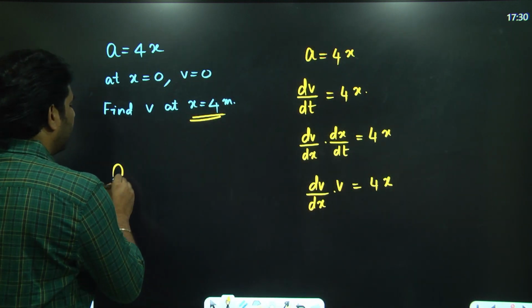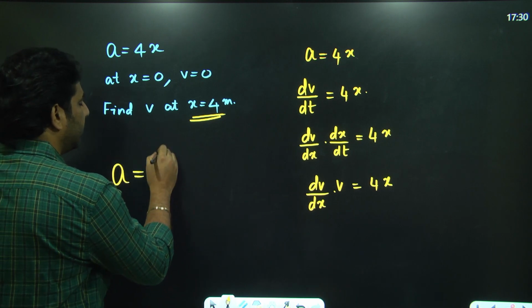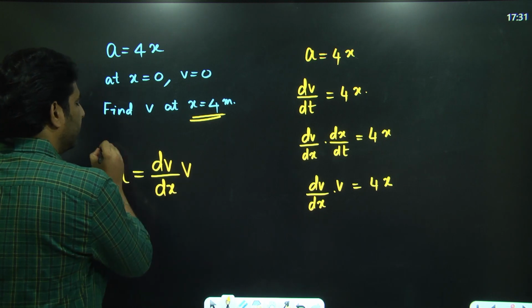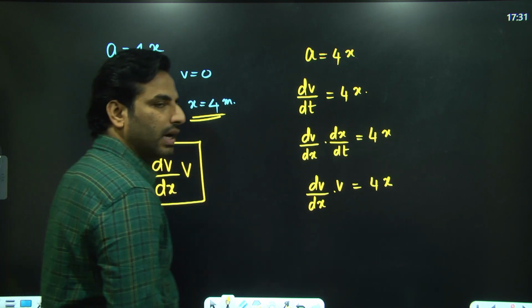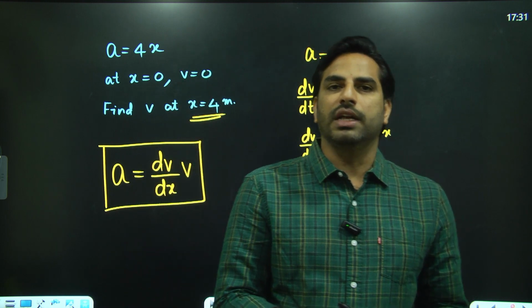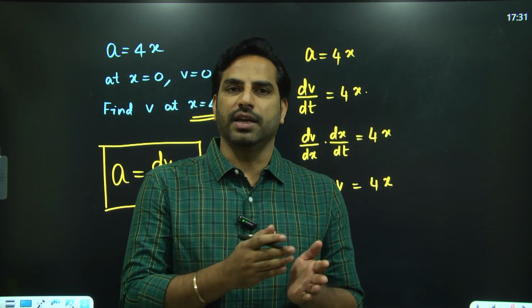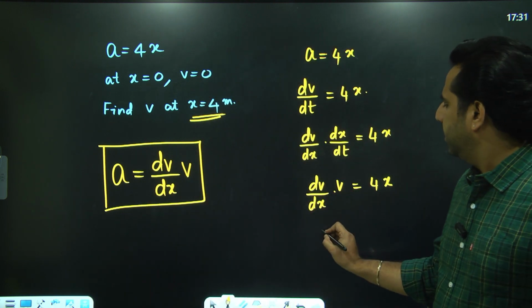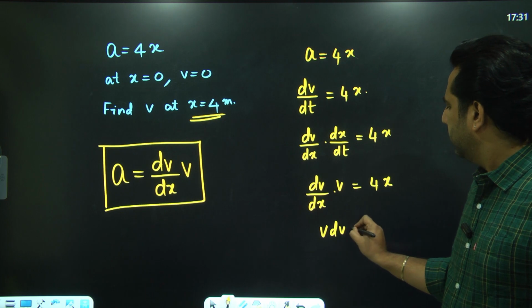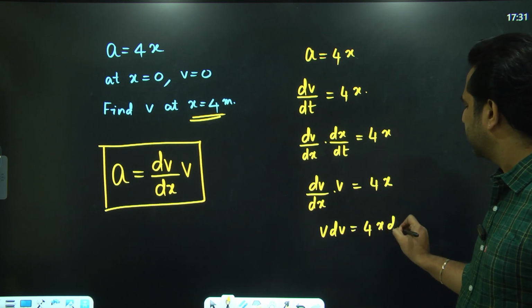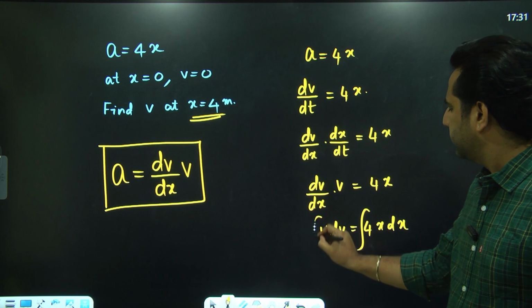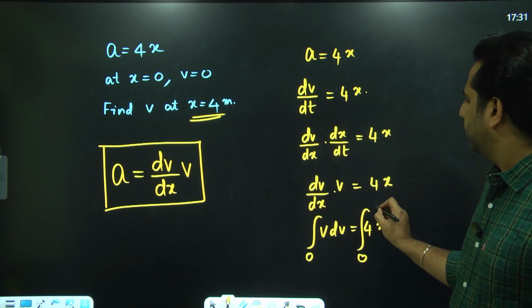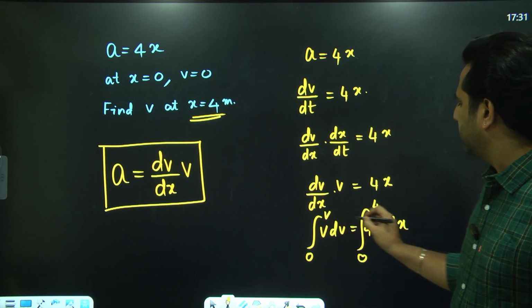Remember that whenever acceleration is given in terms of displacement, you can always express acceleration as dv by dx into v. This is a very, very important equation that helps you, especially when you are dealing with competitive exams like JEE or NEET. Now, how do you solve this question? v dv is equal to 4 times x dx. Applying integration on both sides, at x is equal to 0, it is given that v is 0. At x is equal to 4, you are supposed to find the velocity.